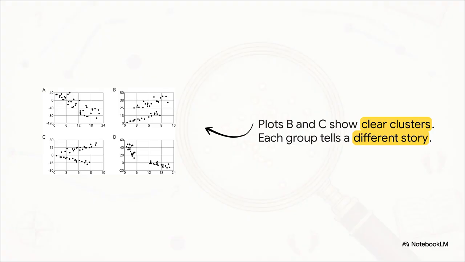Here are a few more examples. Plots A and D seem to show just one single continuous pattern, but look really closely at B and C. In plot B, we have two distinct uphill trails going on at the same time. And in plot C, it's even wilder. We've got one group heading up and another group heading down, all in the same chart. These clusters are huge clues that are hinting at a much deeper story.